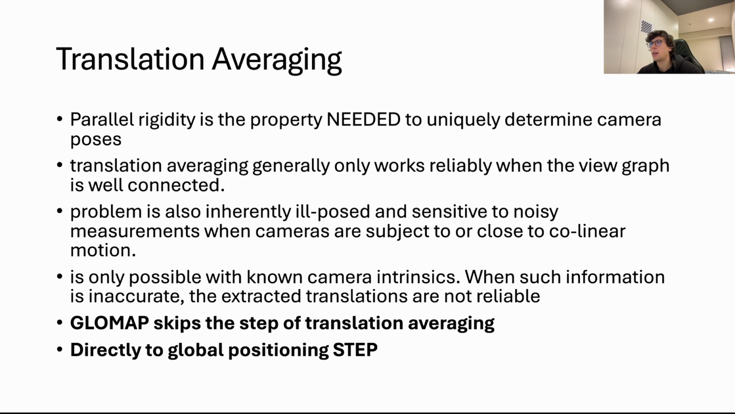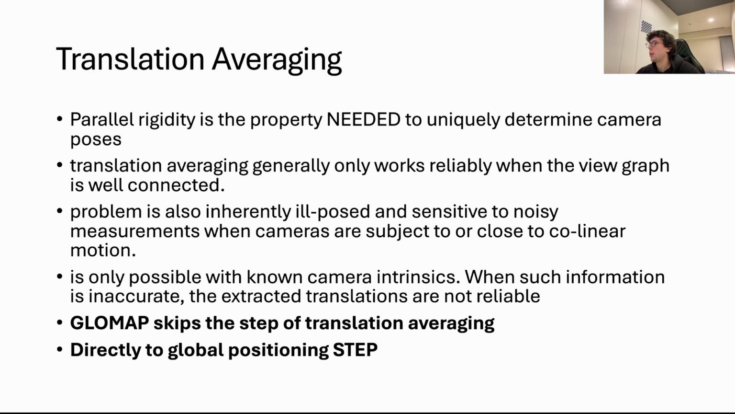So parallel rigidity is also needed. It also only works when the view graph is well connected, so we have many images that see many points in the other cameras. And then we have again the problem of close to collinear motion, which poses a problem. And it is only possible if we know the camera intrinsics, otherwise it is impossible to disambiguate the translation from the rest of the intrinsics in the matrix, basically.